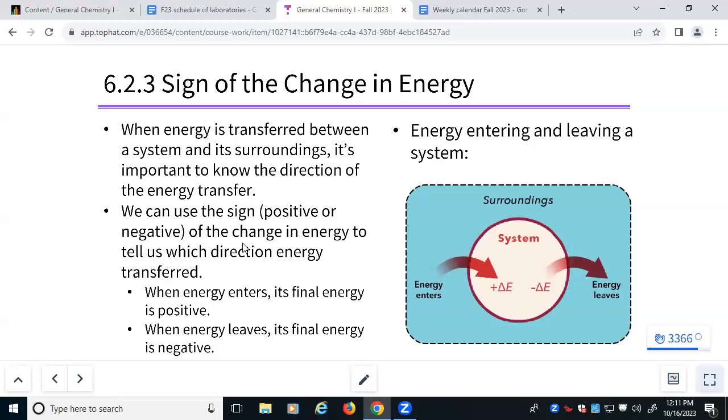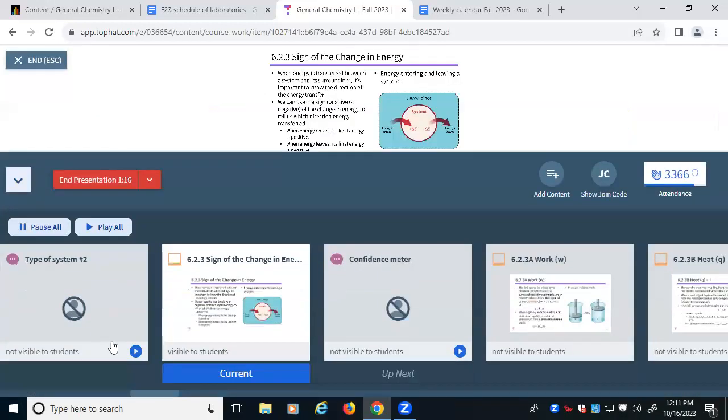When energy leaves the system, the overall energy of the system is going to go down. And so we say that there is a negative value to that energy. So energy in is viewed as positive, energy out is viewed as negative. It doesn't matter what kind of energy we are discussing, we get that viewpoint in the exact same way when it comes to energy input and output.